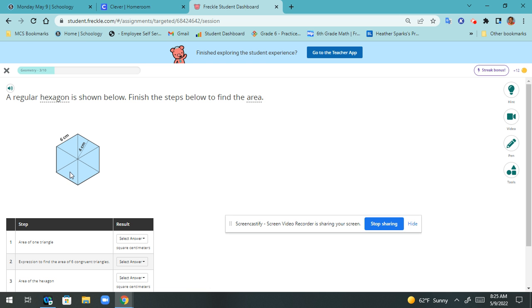Now, this is kind of a composite area. A regular hexagon is shown below. Finish the steps, but find the area. So the area of one triangle. They gave you a height. And when it says regular hexagon, it means a regular polygon, all the sides are the same. So the base here is 6. The area of a triangle is 1/2 base times height, or base times height divided by 2. So it's 6 times 4, which is 24, divided by 2, which is 12 square centimeters.